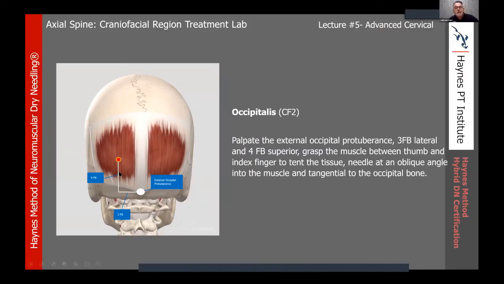For occipitalis, when we look at this, we're going to palpate the external occipital protuberance. We're going to move 3 finger breadths laterally, 4 finger breadths superiorly, and this is going to be a very oblique angle. We're not going to just drop a needle down onto the skull, but we're going to slide through that tissue from superior to inferior. Again, very superficial.